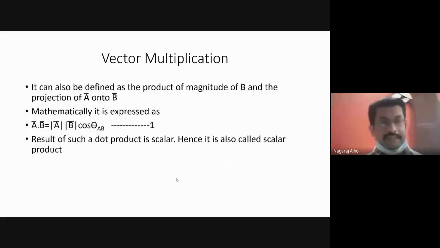Mathematically, the expression for the scalar product or dot product is: A vector dot B vector is equal to the magnitude of A vector into the magnitude of B vector into cosine of angle theta between A and B. Note that it is the angle between A and B. Take it as equation 1.